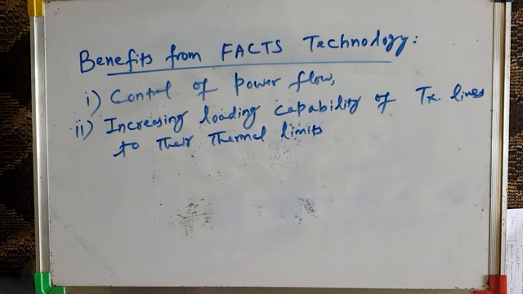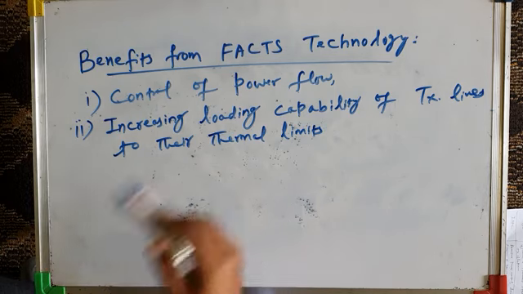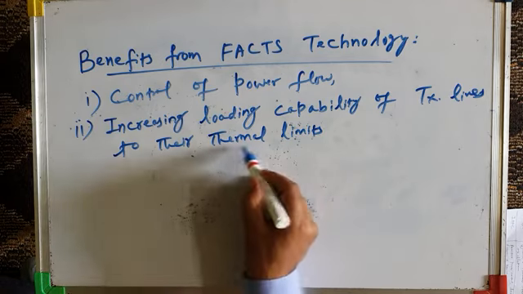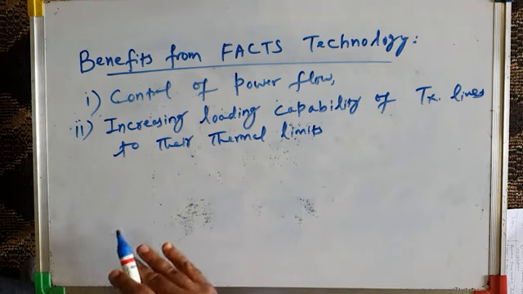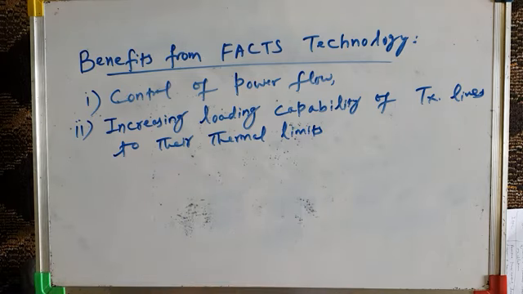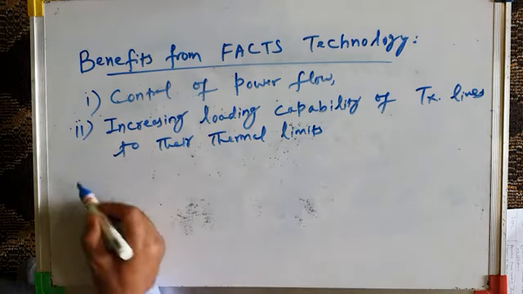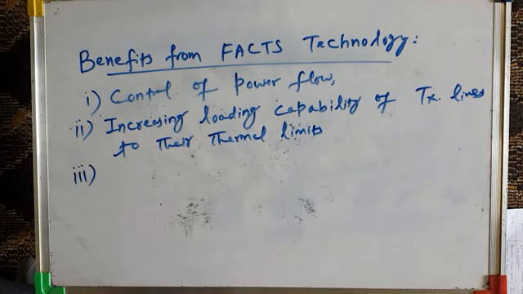So you have to operate it at a much lower delta, much lower transmission angle, about 25 to 30 degrees, and therefore you are not able to fully load the transmission line up to its thermal limit. However, with the help of FACTS technology, you can increase the power handling or power transfer capability of an existing transmission network up to its thermal limit. So there is no limit to this loading capability of the transmission line. You can fully load a power transmission line up to its thermal limit. So this is another benefit that we get from FACTS technology.